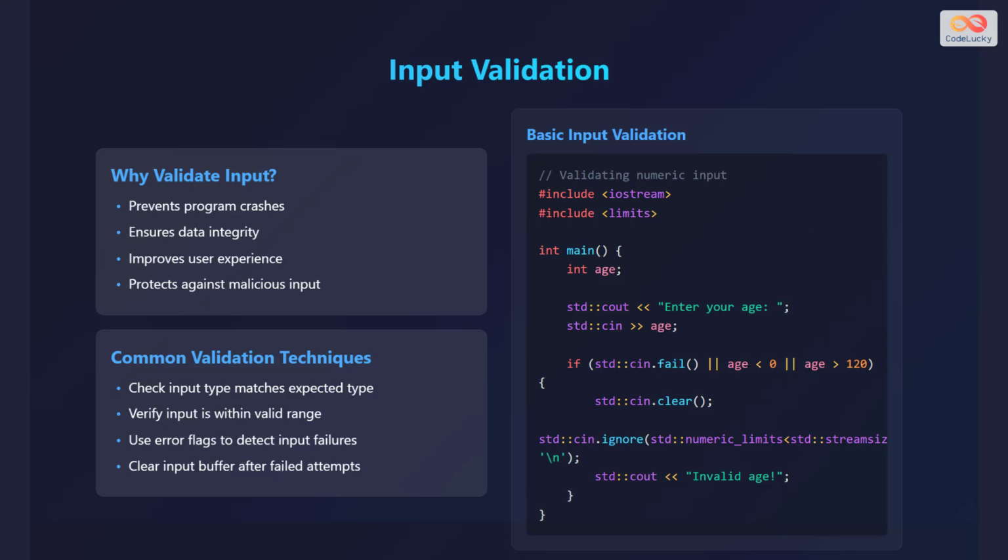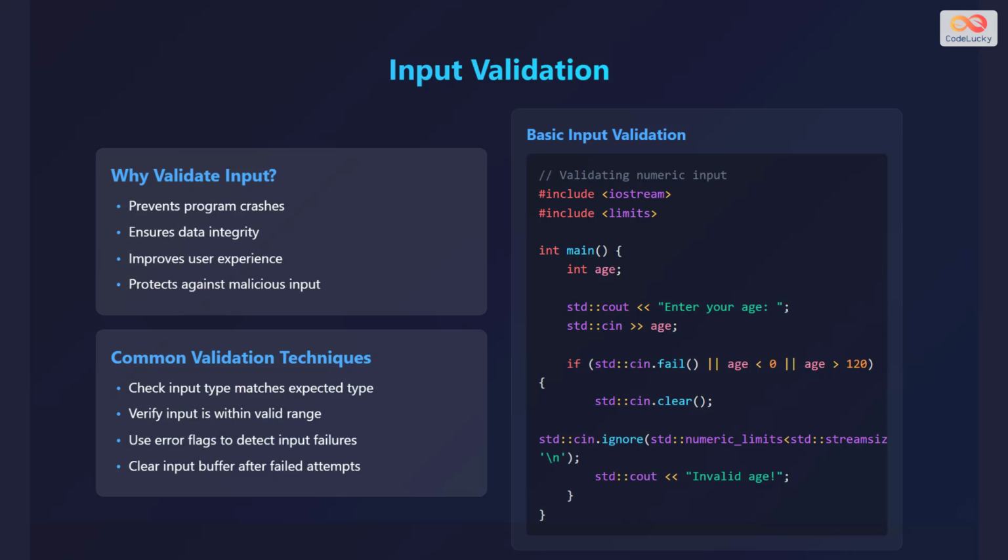There are several common techniques for validating input. One is to check whether the input type matches the expected type, for example, ensuring that the user enters a number when the program expects a number. Another is to verify that the input is within a valid range. For instance, if the program asks for an age, it should check that the age is within a reasonable range.